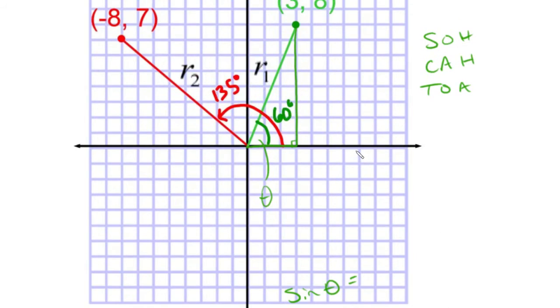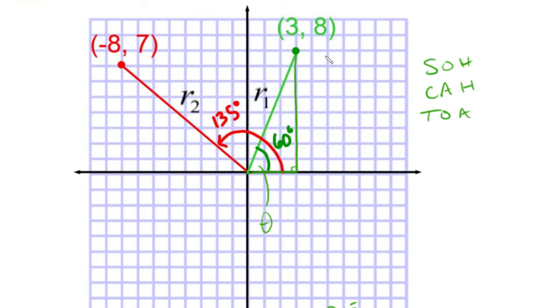So let's actually figure out what these side lengths are. We are calling this distance from the origin up to this dot r sub 1, right? That's just a thing we're calling it. Now, how would you find the length of this side? Well, we can actually count it because we're on a coordinate plane. 1, 2, 3, 4, 5, 6, 7, 8, right? So this is a length of 8.